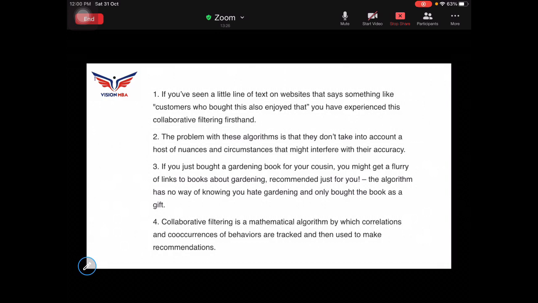If you have seen a little line of text on websites that says something like customers who bought this also enjoyed that, you have experienced this collaborative filtering firsthand. The problem with these algorithms is that they don't take into account a host of nuances and circumstances that might interfere with their accuracy. So maybe you are not able to understand after reading these two lines what the passage is about. Do not give up. Do not jump to conclusions that you cannot attempt it.